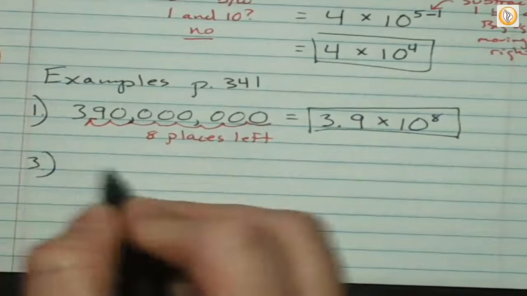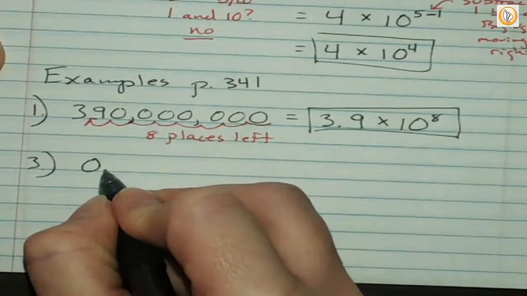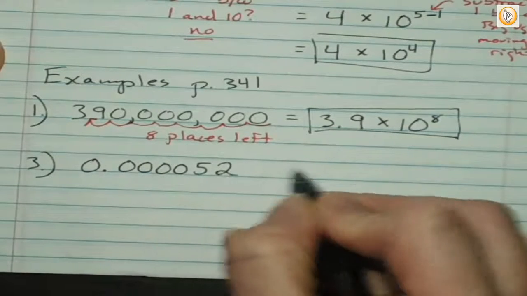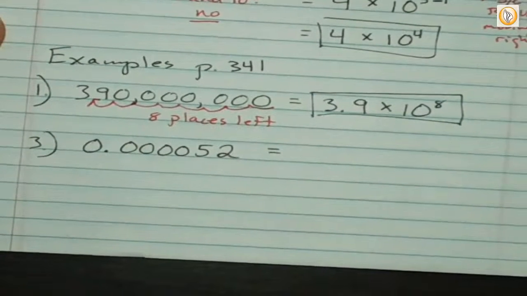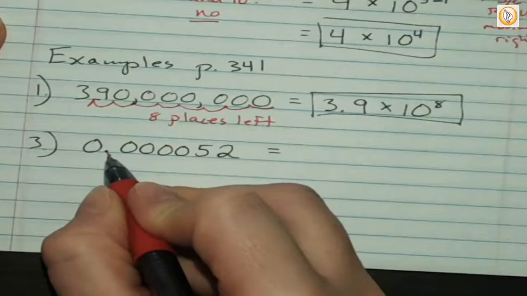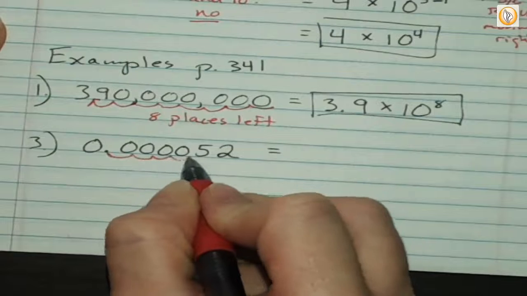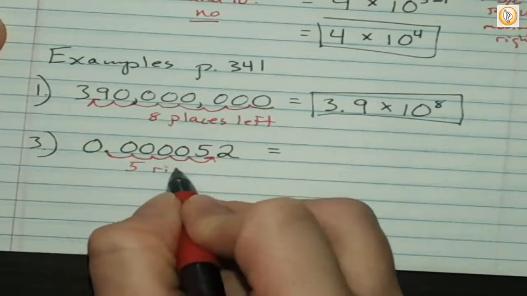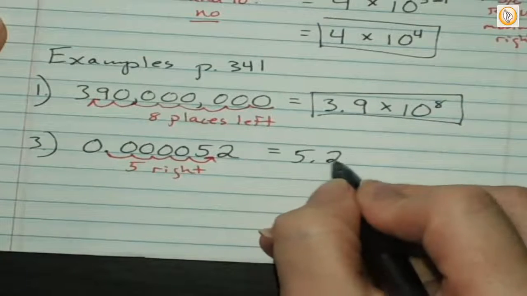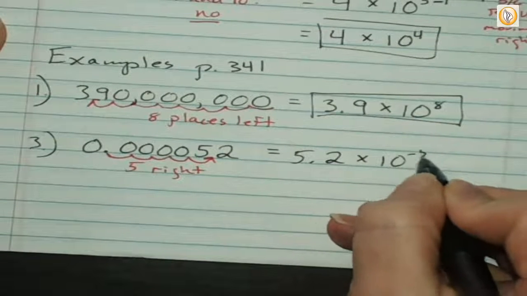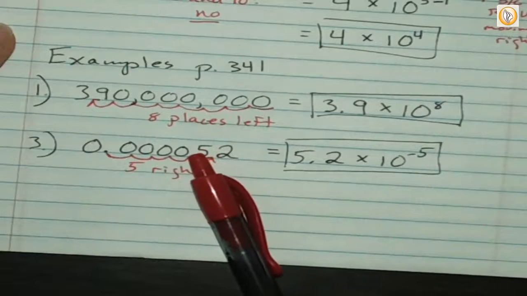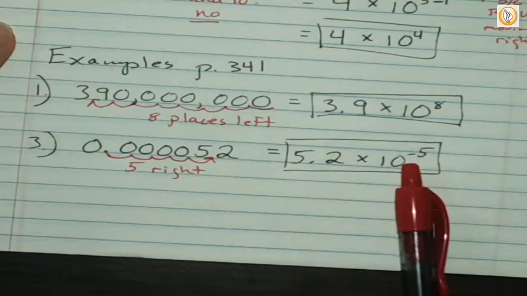Okay, let's look at 3. Morgan, 0.0000052. Is that big ugly? Yep. So what do I need to do? You gotta move the decimal point 5 times to the right, until you get to 5.2. And then it's 5.2 times 10 negative 5. Perfect. Big ugly, moving it right, negative 5.